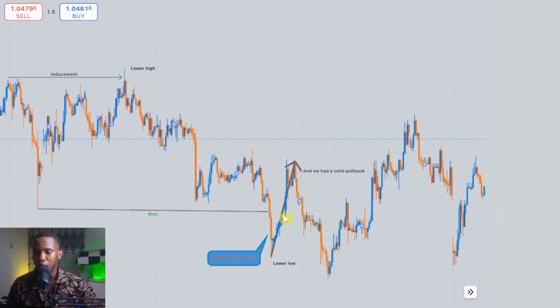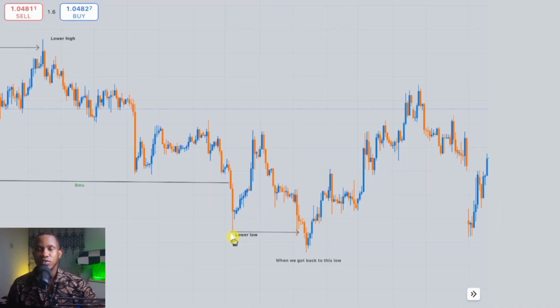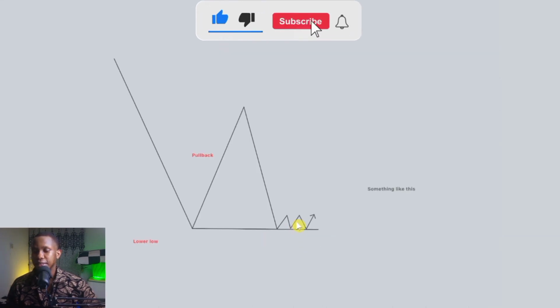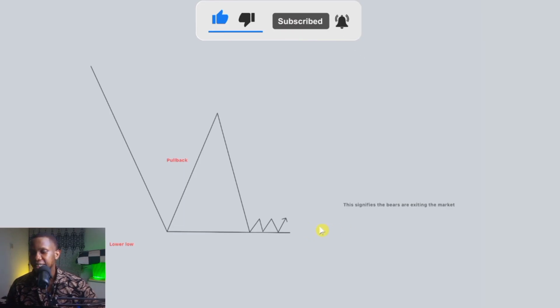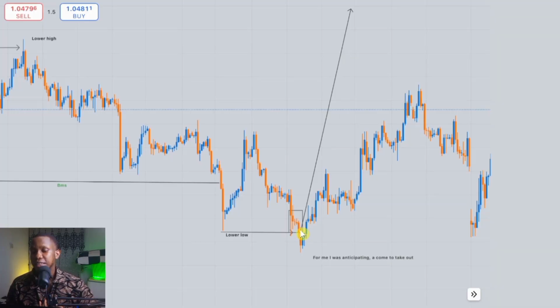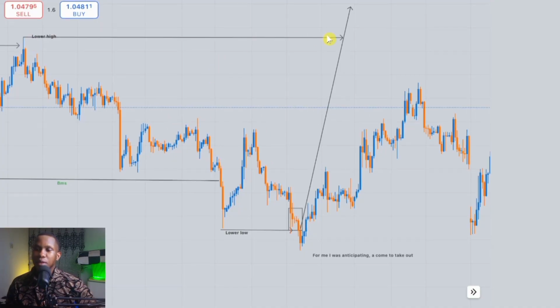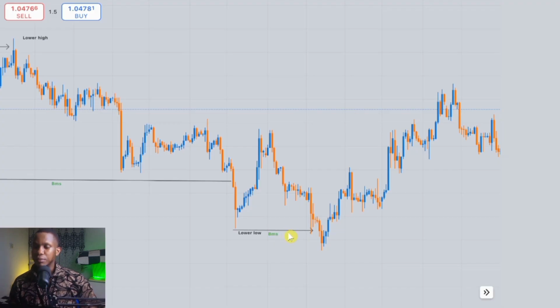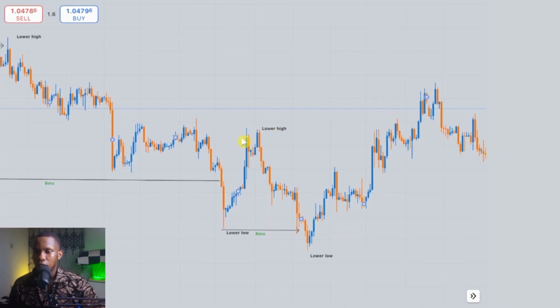Again, we had a pullback to the upside. Price action got back to this range here. We started having some kind of rejection of this range, which signifies that the buyers are exiting the market. I started anticipating that from this level, price action would come and take out this lower high here, giving a market structure shift, which would change my sentiment from a sell to a buy. But price action didn't do that. It came and broke with the candle, and we name here a break of market structure, and here is our lower high, and here is our lower low, guys.